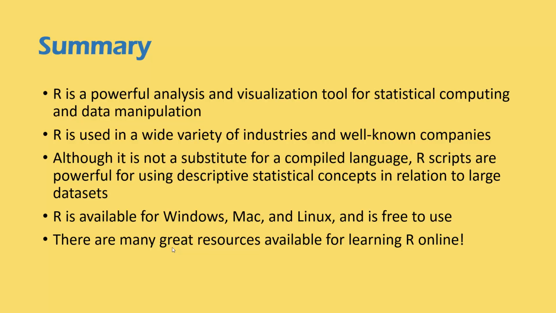So that's it for this presentation, and here's just a quick summary of what we covered. R is a really powerful tool to be able to manipulate data, analyze it, and then visualize it in some really great ways. It's meant for statistical computing, and R is used in almost every industry out there today that is dealing with data, whether it's government, healthcare, finance, engineering, scientific research, and it's used by great companies like Facebook, Google, Uber, National Weather Service, Bank of America, Bloomberg. Although it's not really a substitute for a compiled language like Java and C, R scripts are really powerful for taking statistical concepts like descriptive statistics, z-score, chi-square, and relating it to these large data sets and providing visuals.